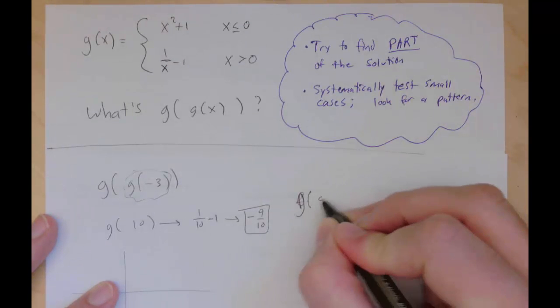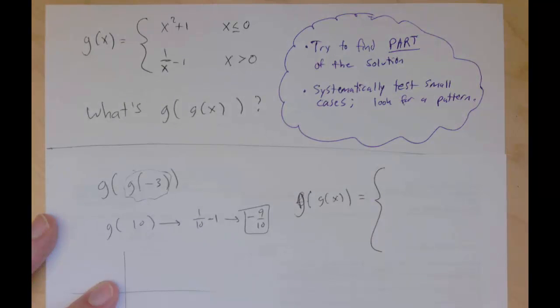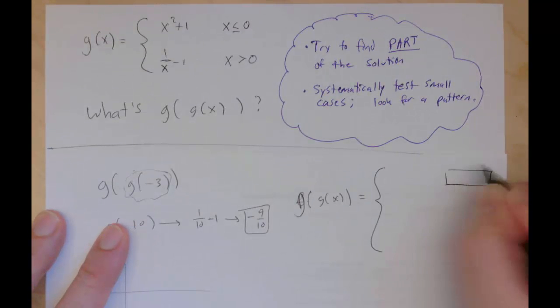And in particular, I want to notice that we have started getting information about the final answer. I know that there is some piece of this function, and I don't know what the domain is, but I know that x equals -3 is part of it.